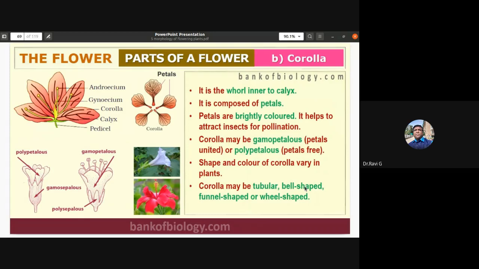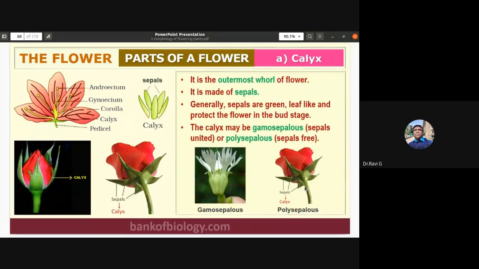So the second whorl, before that, I would like to add a few more points for the calyx or sepals. In some flowers, the sepals are hair-like structures, so we call it pappus. Especially in sunflower, you can notice this pappus. Calyx with hairy sepals, we call it pappus.